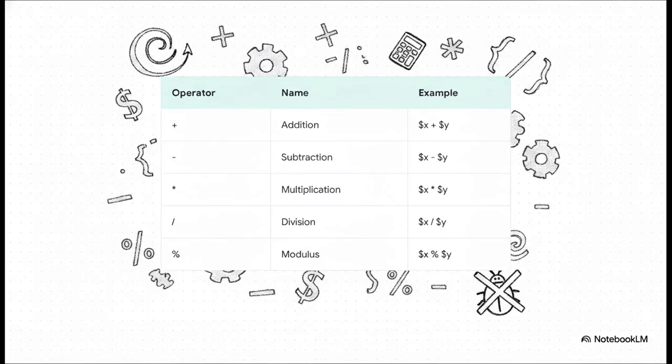And what do we do with those numeric variables? Well, we calculate. PHP uses basic arithmetic operators to crunch numbers. You've got your standard addition, subtraction, multiplication, and division. Plus, there's the modulus operator, which is this surprisingly handy tool for finding the remainder of a division.